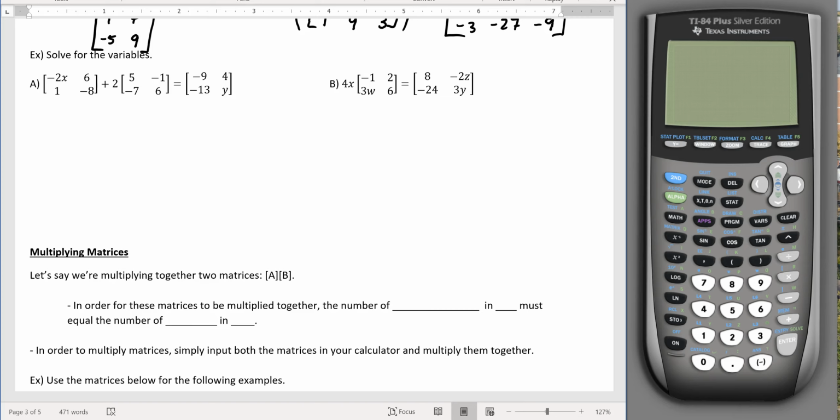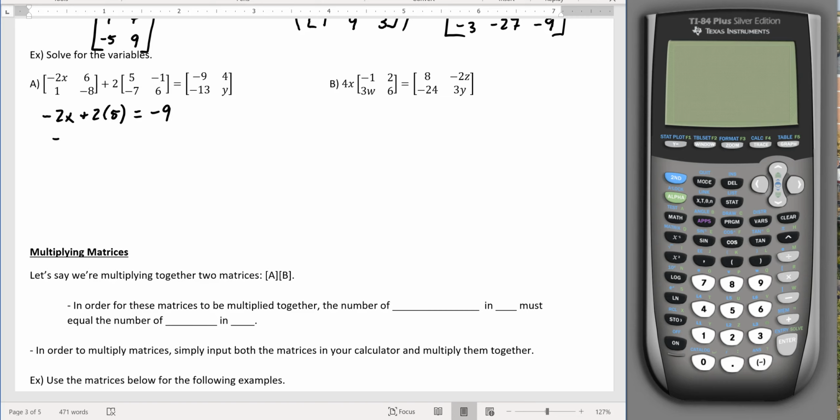And I'm going to create an equation using the values that are in the same locations in these matrices. So notice my x is in the first row and first column of each matrix. So let's create an equation using the values in the first row and first column of each matrix. So I would have negative 2x plus 2 times 5 equals, first row, first column, negative 9.